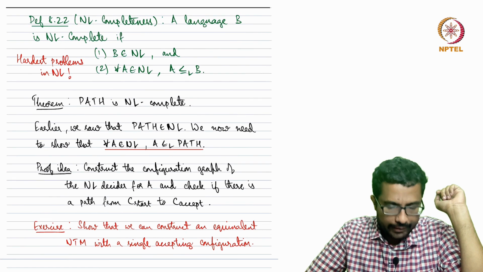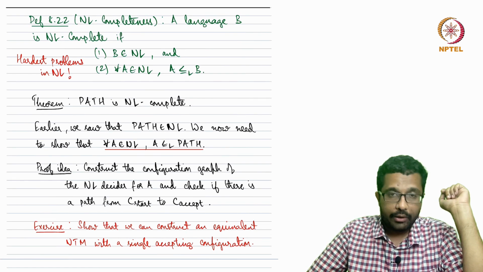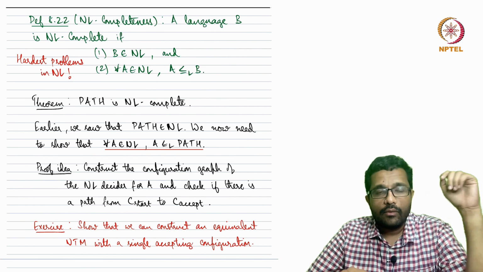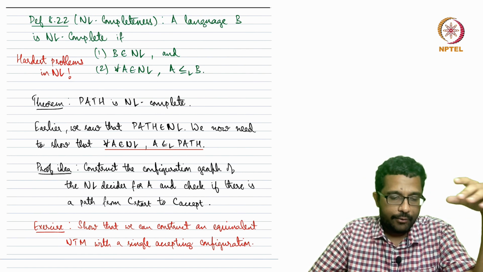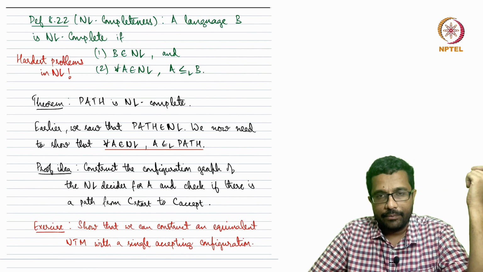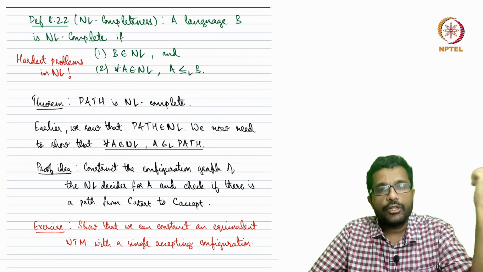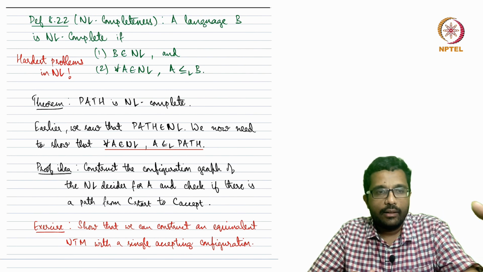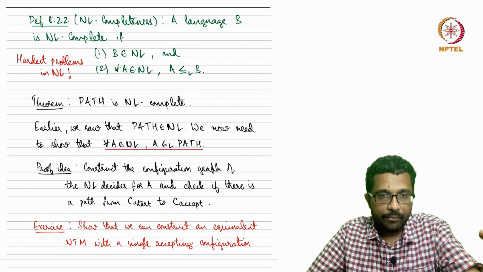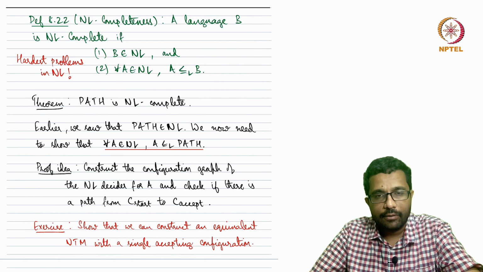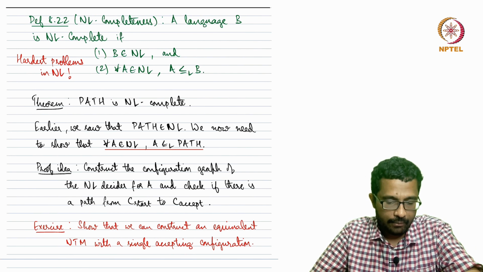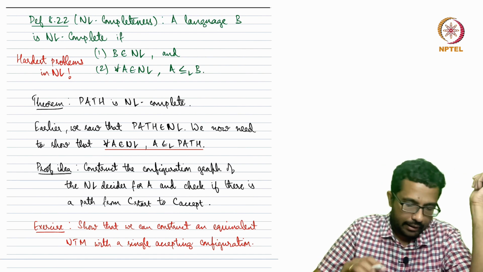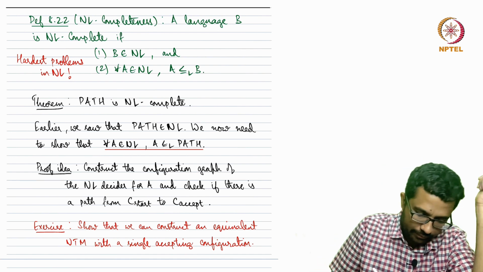So the idea is very similar. The idea is something that we have already seen. If a language is in NL, then if you recall, in the previous lecture, when we showed that NSPACE of f(n) is contained in DTIME of 2 to the power O(f(n)), we built this configuration graph for the NSPACE machine. Similarly, we can construct a configuration graph of the NL decider for A.